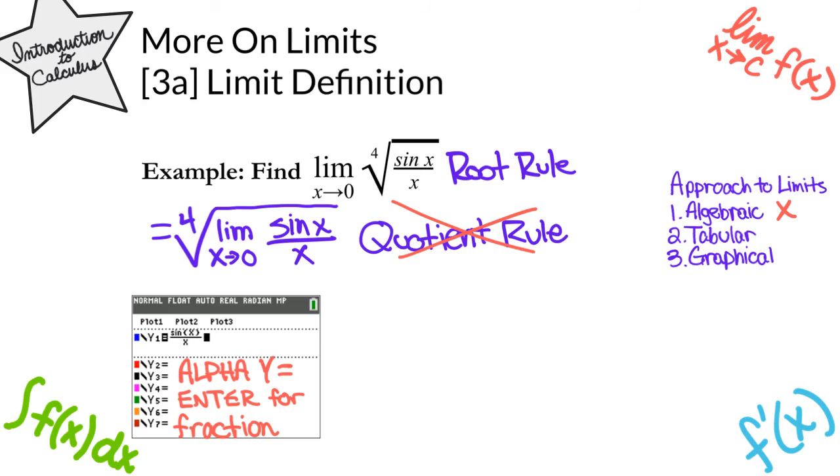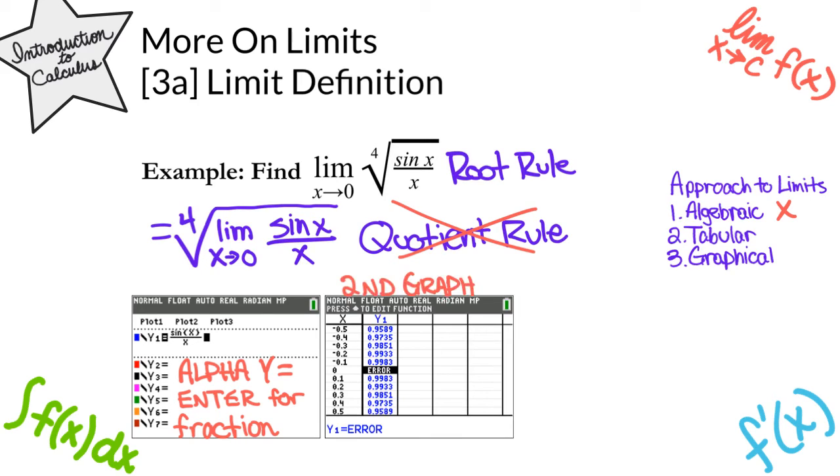Press alpha y equals and then enter to use the fraction notation. If you don't have that, then just divide normally. And then enter sine. It gives you an open parentheses. So sine is above the comma and the 7. And then enter x, close parentheses. And then arrow right to get to the denominator and just type x. You know, x is to the right of alpha. And then don't hit graph. Let's go to your table. Second graph. You should see your table now.